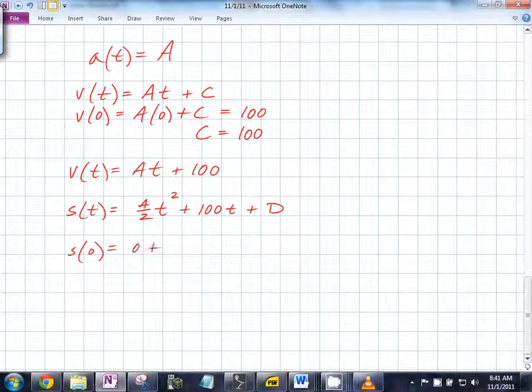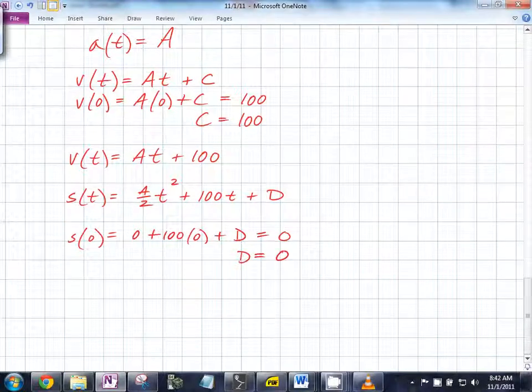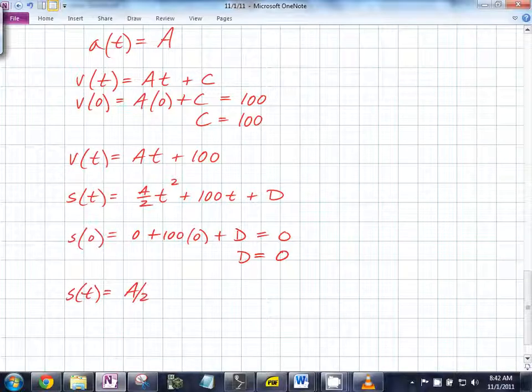0. Our position at time 0 was 0. That's what we said at the beginning. Can you set this equation up so the position is 80 at time 0? Sure. We're not setting it up that way, though. So d is equal to 0. Okay, so we know that s of t is what? A over 2 t squared plus what? 100. So we have now t. Thank you. Yes, t.